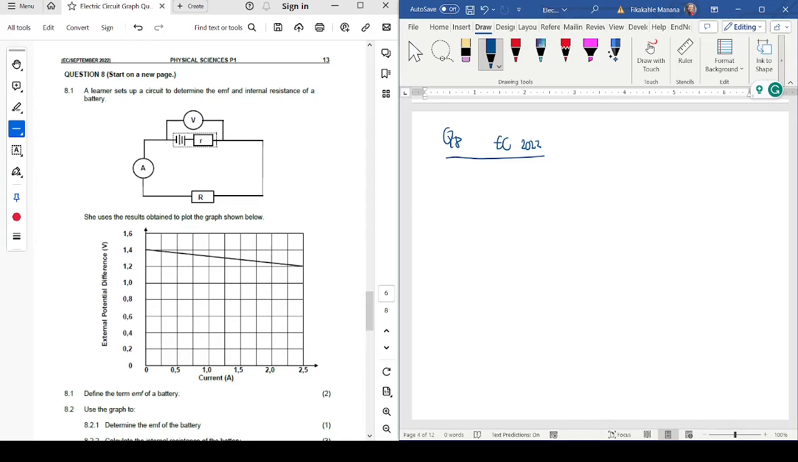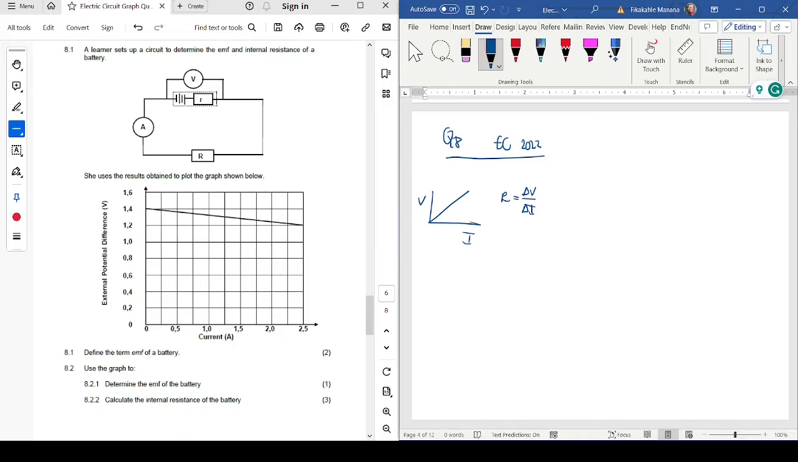This is interesting because we are used to, this is the external potential difference. But still, if we're looking at our voltage versus current, we're expecting this, right? Where our gradient is resistance because we have it as delta V over delta I, but now we're getting it the other way around. We have a negative gradient. Okay, let's have a look what's happening here.